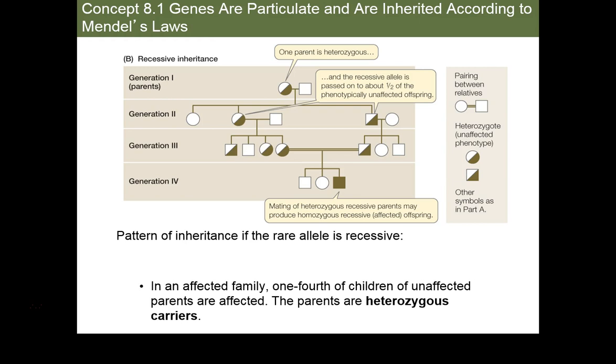This pedigree shows a pattern of inheritance if the rare allele is recessive. Affected children often have unaffected parents. Parents are heterozygous carriers, and both parents must have one copy of the recessive allele in order for the child to have it.